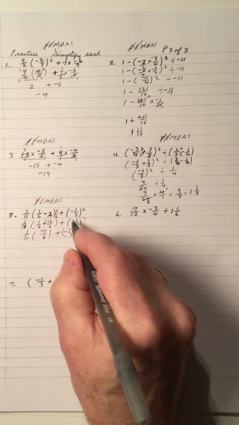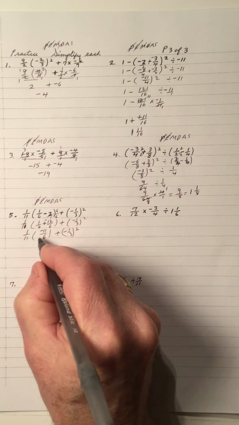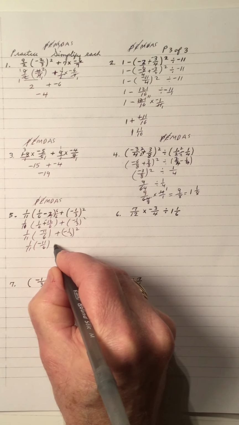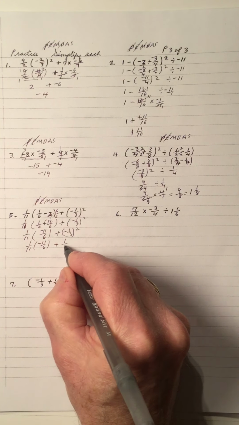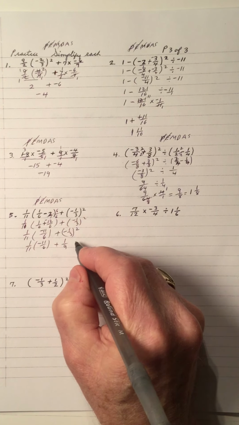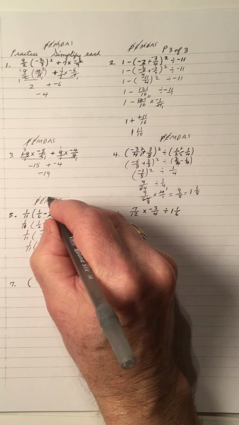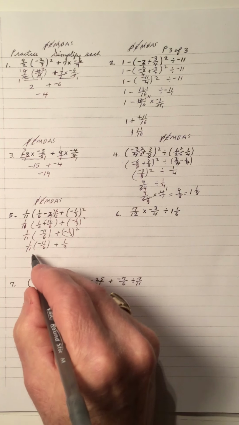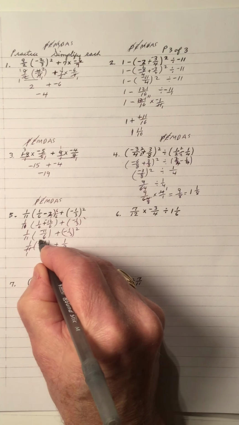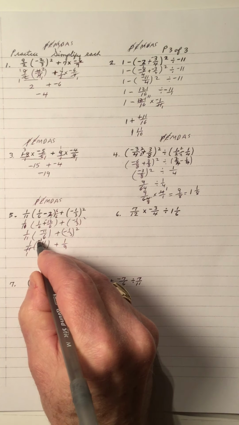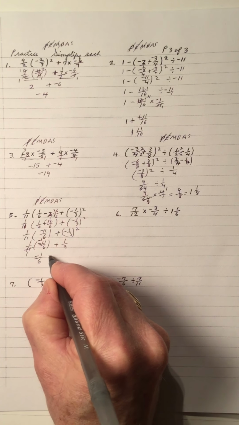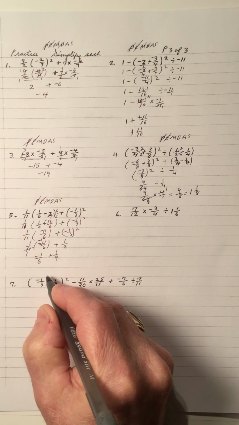Okay. Now I have to do my exponent next. So leave this alone. Don't touch. Not supposed to. So I square this, I get 1 over 9. Negative 1 over 3 times negative 1 over 3, negative, negative, positive 1 over 9. Now I have my exponents done. Now I have to do my multiplication and division. So I multiply these. So when you multiply, you cancel. Negative 1 times 1 is negative 1.